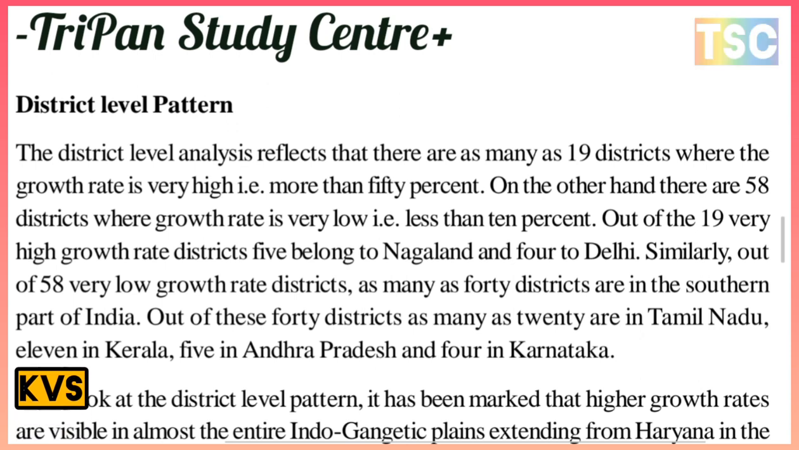Similarly, out of the 58 very low growth rate districts, as many as 40 districts are in the southern part of India. That is the most important point here. Out of these 40 districts, as many as 20 are in Tamil Nadu, 11 in Kerala, 5 in Andhra Pradesh and 4 in Karnataka.